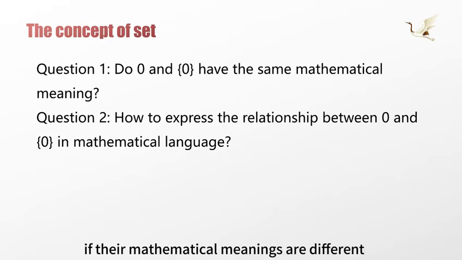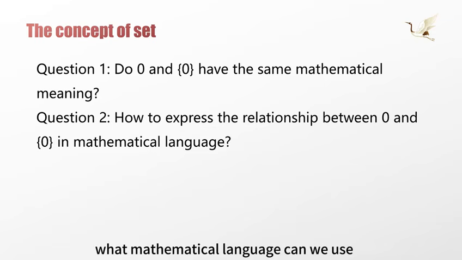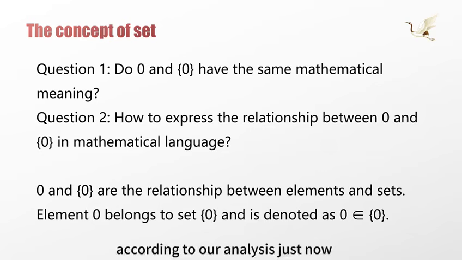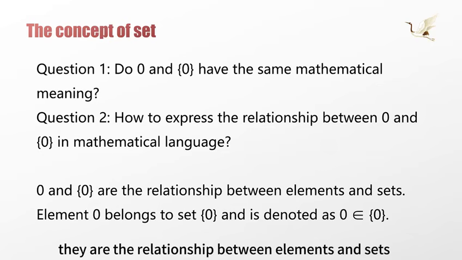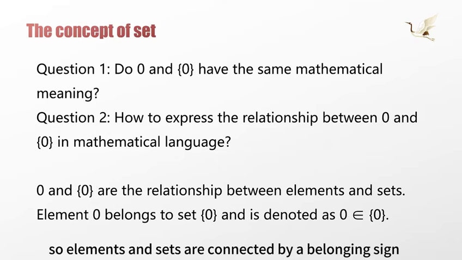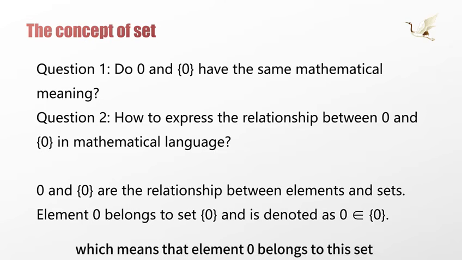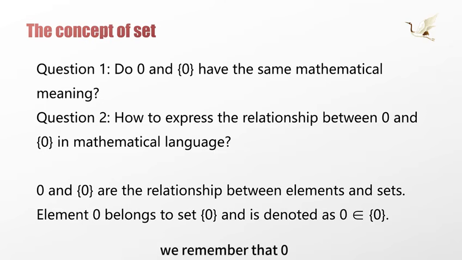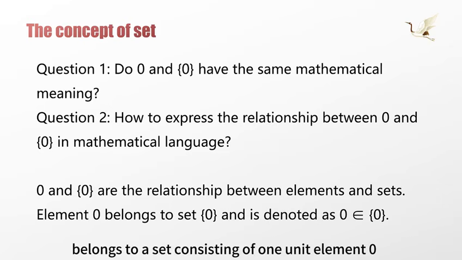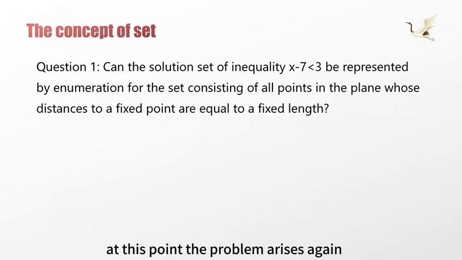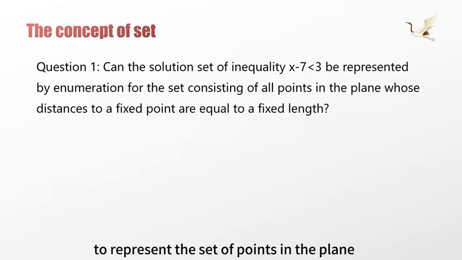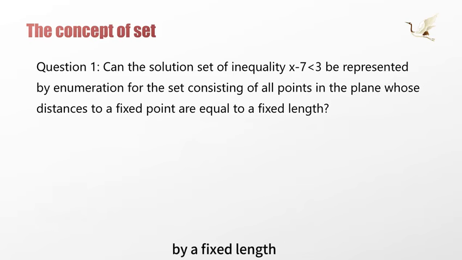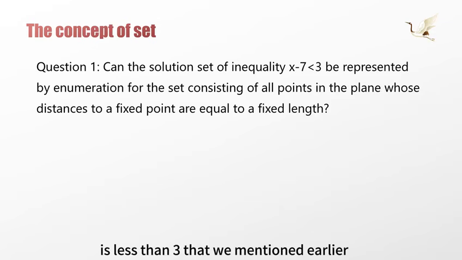If their mathematical meanings are different, what mathematical language can we use to express their relationship? According to our analysis just now, they are the relationship between an element and a set. So, elements and sets are connected by a belonging sign, which means that element 0 belongs to this set, which contains only one element, 0. We record that 0 belongs to the set consisting of the single element 0. At this point, the problem arises again. Can we still use enumeration to represent the set of points in the plane that are equidistant from a fixed point by a fixed length, as well as the set of solutions of the inequality x minus 7 less than 3 that we mentioned earlier?